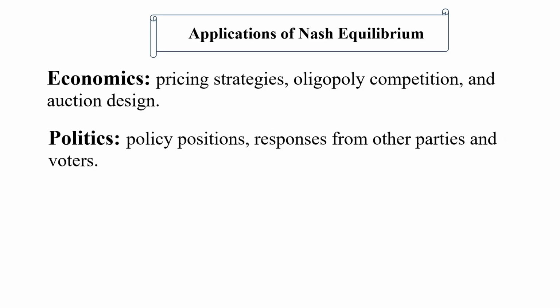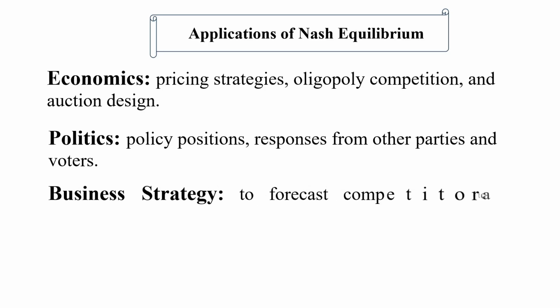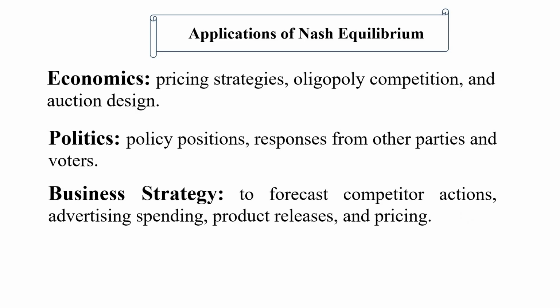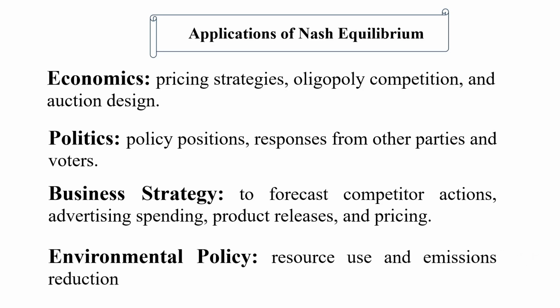Again, in politics, politicians can model Nash equilibria to strategize on policy positions, anticipating responses from other parties and voters. Business strategy: companies use Nash equilibrium to forecast competitor actions, such as in advertising spending, product releases, and pricing. In environmental policy, countries can be modeled as players in an international game over resource use and emissions reduction, where a Nash equilibrium might represent a stable outcome of policies.